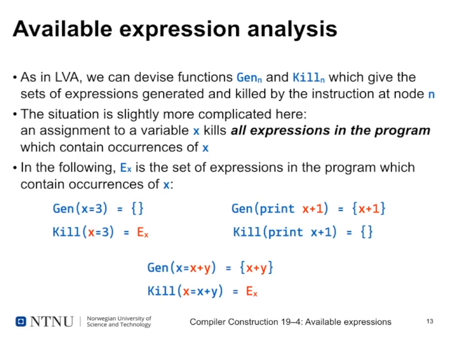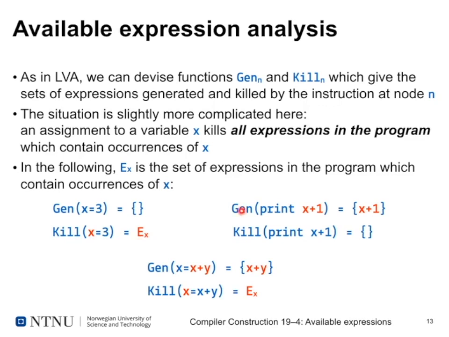So we define something new. We define a set of expressions which contain a variable x and call this Ex. So we can determine some gen and kill sets here. So gen of the instruction x equals 3 is actually the empty set because it's no expression, it's just a constant assignment. We don't need to store this again because, well, we can just cheaply get this constant again. If we execute x equals 3 and look at the kill set, we kill all the expressions in our available expression set which contain variable x.